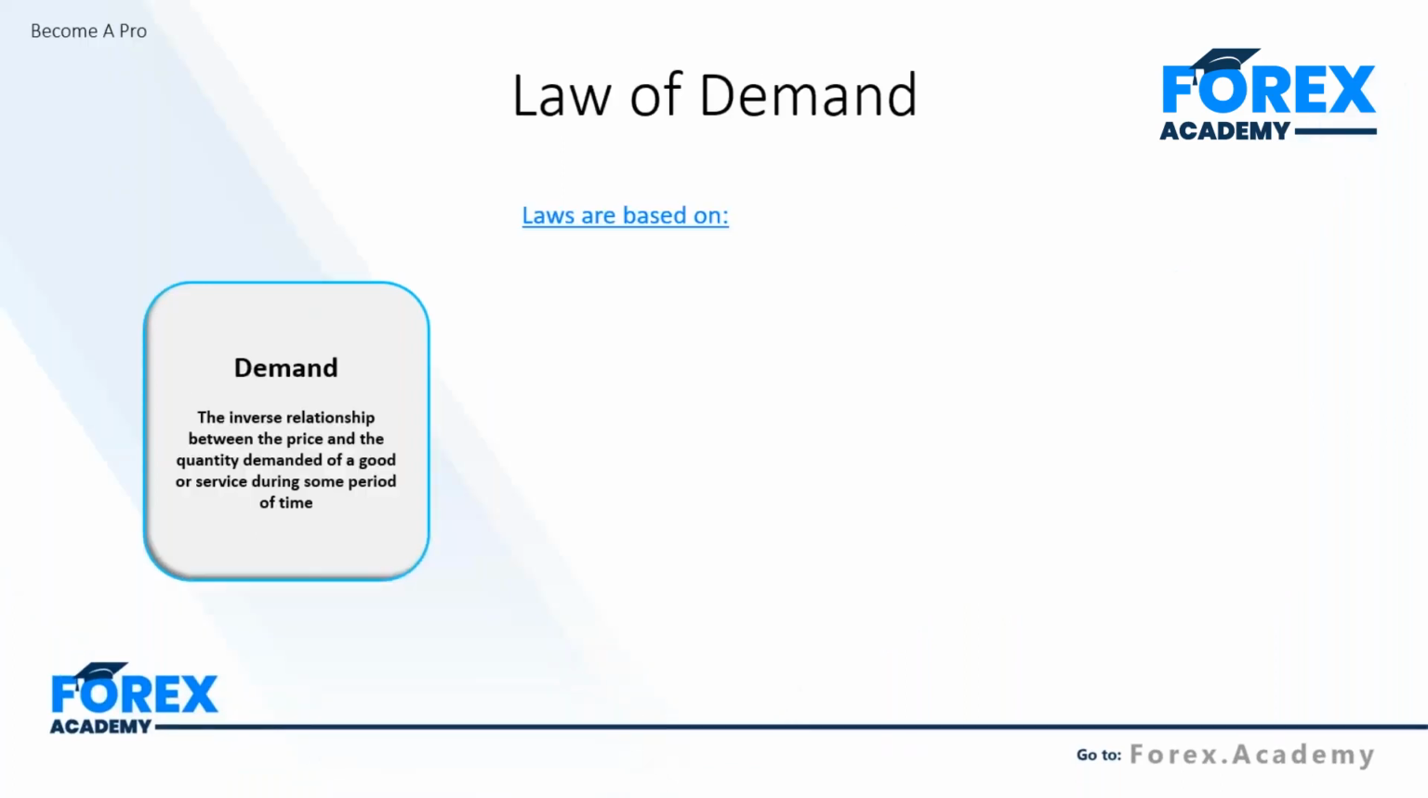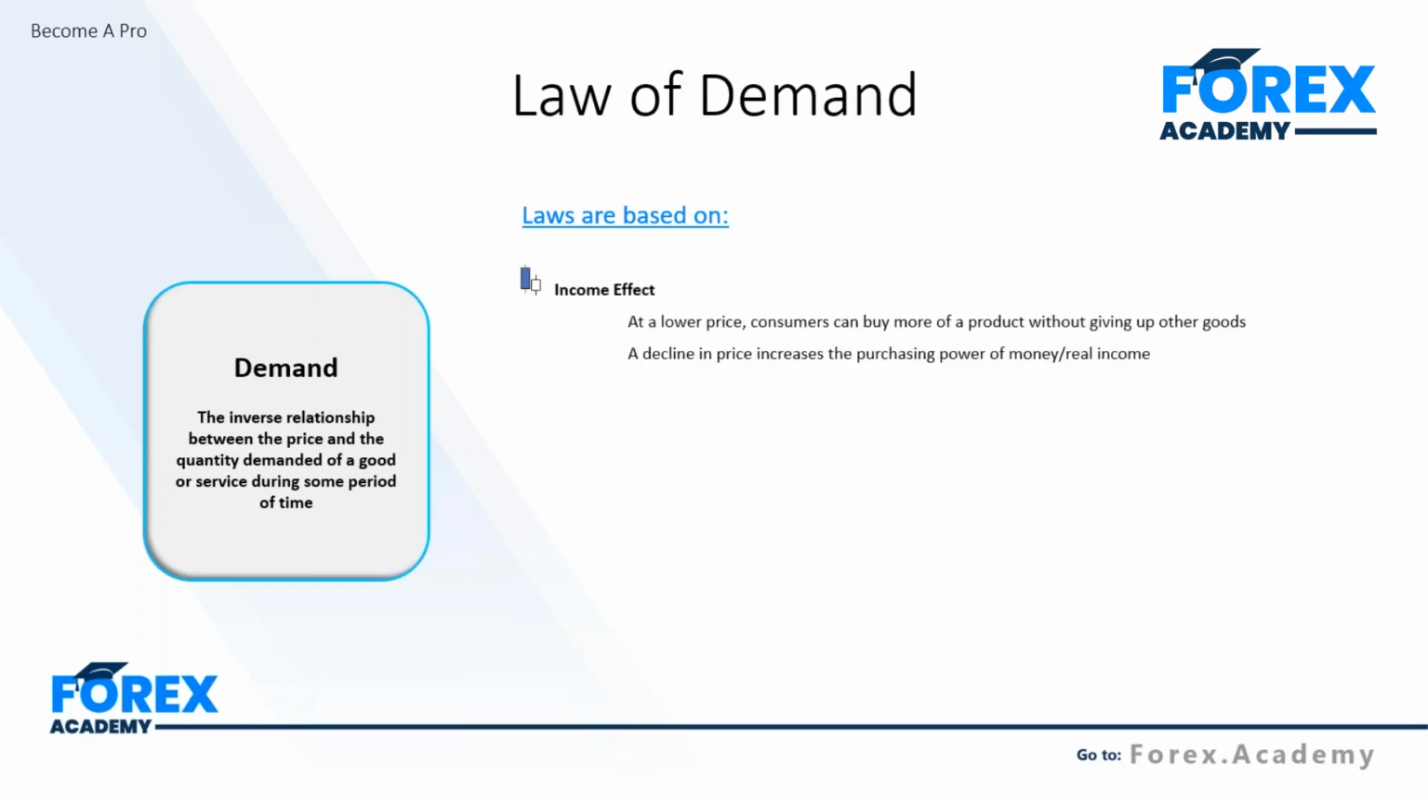So let's discuss in a lot of detail here the law of demand. Okay, we define the law of demand as the inverse relationship between the price and the quantity demanded of a good or service during some period of time. What are these laws based on? Well, first we have the income effect. We define this as: at a lower price, consumers can buy more of a product without giving up other goods. A decline in price increases the purchasing power of money, or real income. So two points there with the income effect.